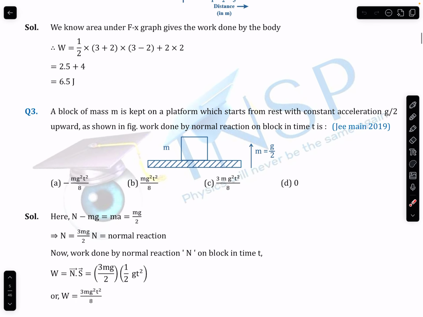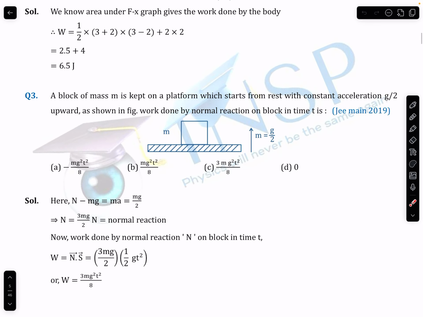And the next question is, a block of mass m, this came in Mains 2023. A block of mass m is kept on a platform which starts from rest with a constant acceleration of g by 2 upwards. The work done by the normal reaction. First, we need to find the normal reaction value, and then multiply it with the displacement, which is also in this direction. So positive work done. If you draw the FBD, normal upward, mg downward, so N minus mg equals ma, or you can also do it by pseudo force.